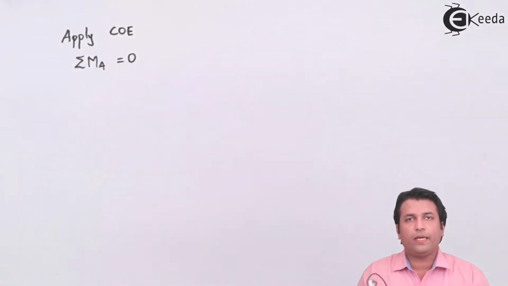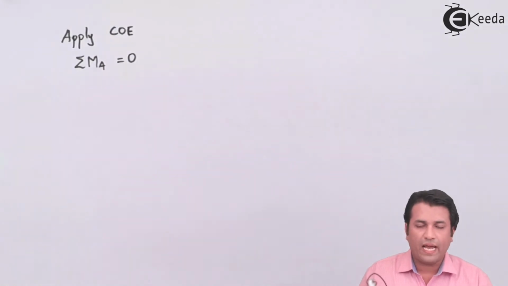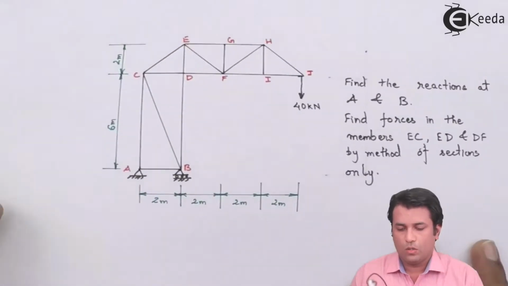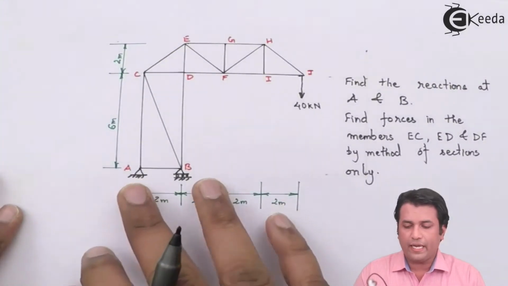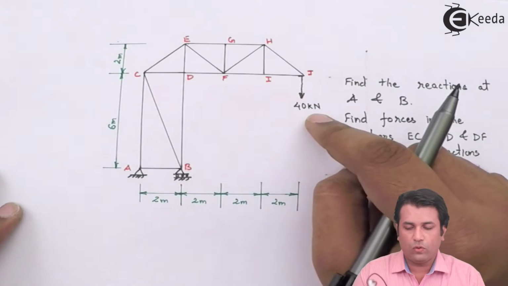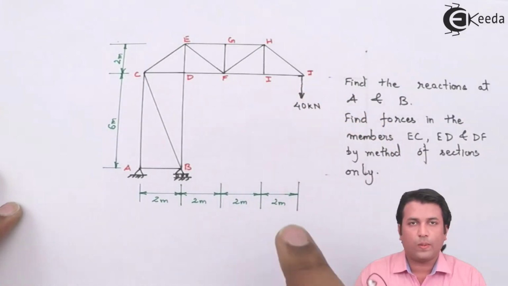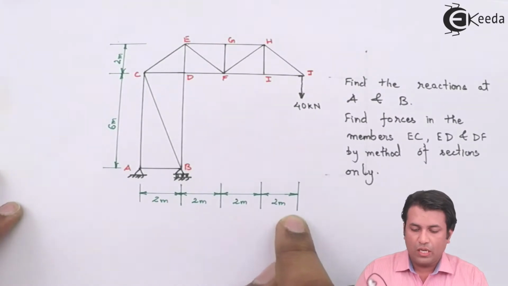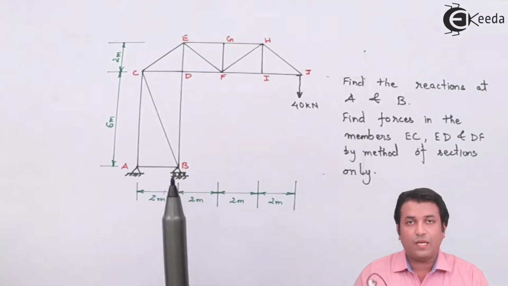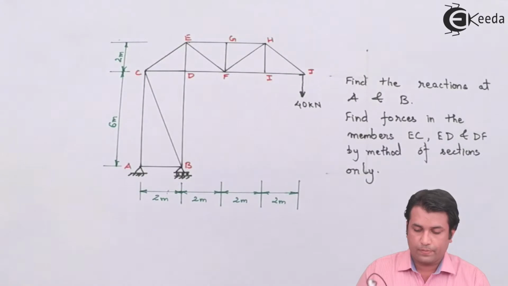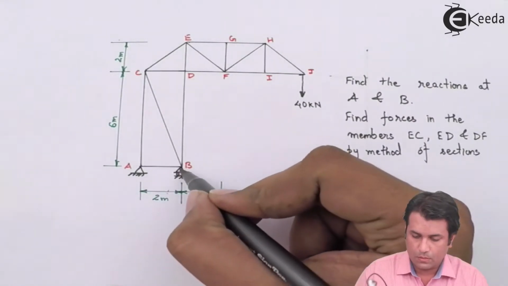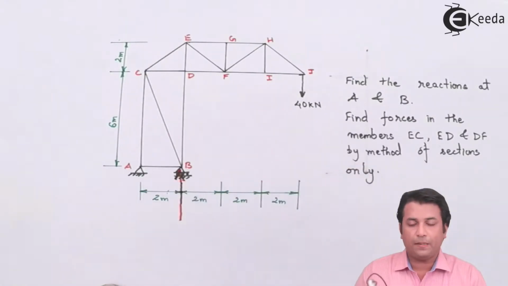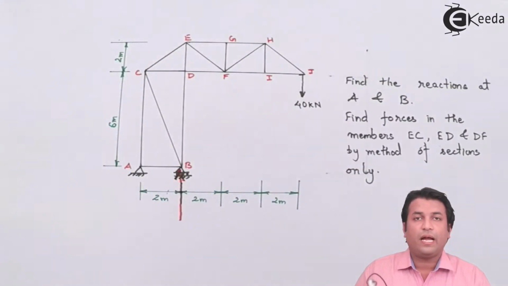The first step that I'm doing in method of finding out the reactions is I'm taking moment about point A. So if I take moment about point A, this 40 kilonewton force will be acting in the clockwise manner and the perpendicular distance will be 8 meters. The reaction at B, which is acting vertically upwards, it is acting vertically upwards, so that will create an anti-clockwise moment.